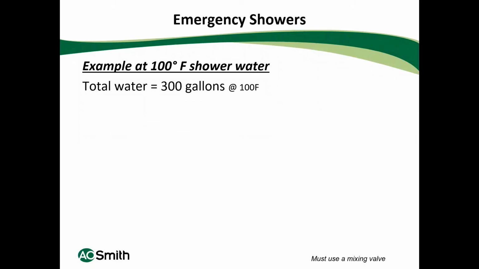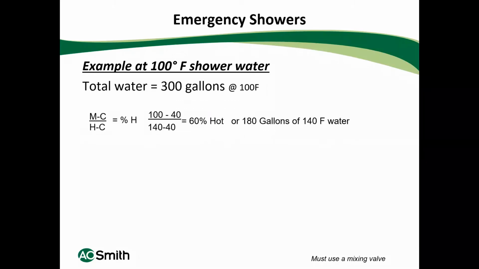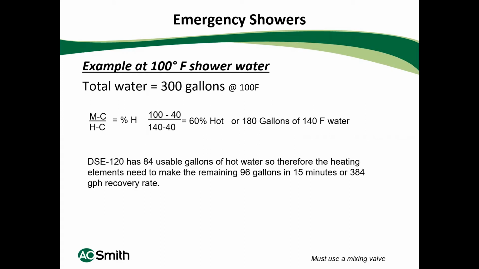Now I'm going to go to the higher temperature. Somebody wants the emergency showers at 100 degrees Fahrenheit. That means 60% of my water is coming from the hot water tank. So the DRE, you can purchase them with up to 54 kilowatts. The DSC model is available with higher kilowatt input.